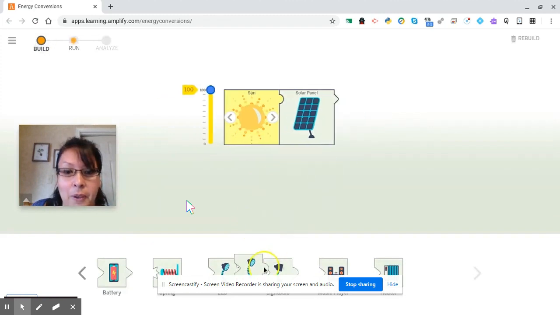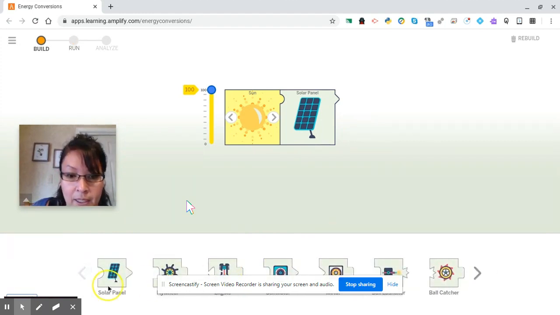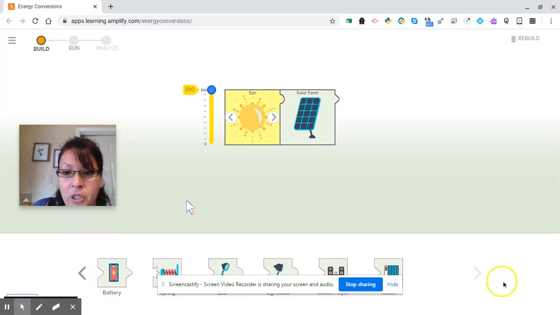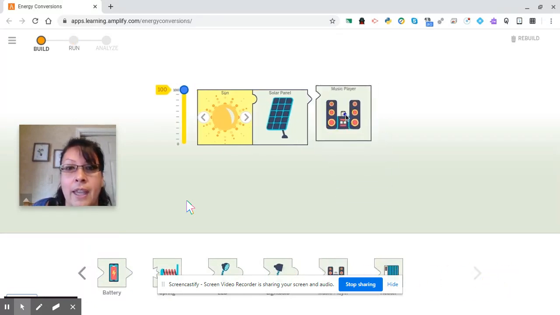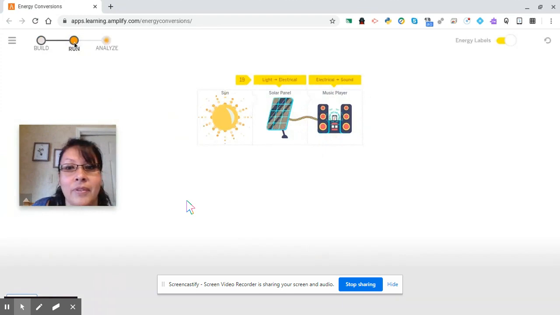Now we need to do one that has sound. Now, we don't have a buzzer as a device, as a tool in this system, right? Let's go look through the ball catcher. Nope. No, but we do have the music player. So let's try that one. And then I'm going to hit run. So look at my music device.